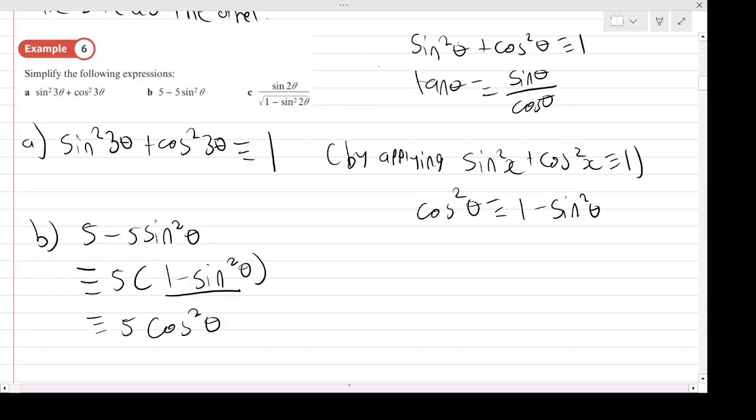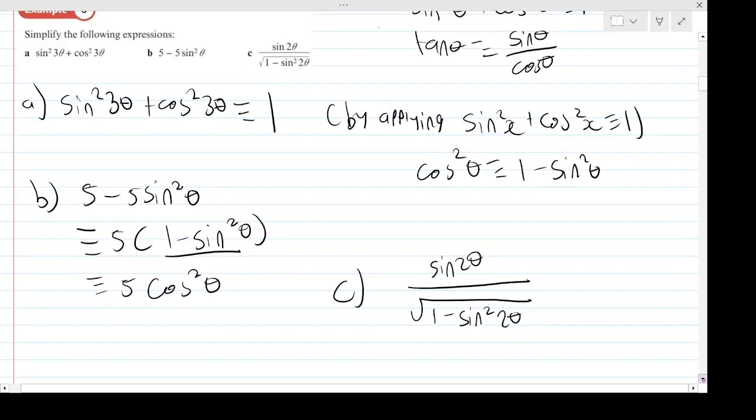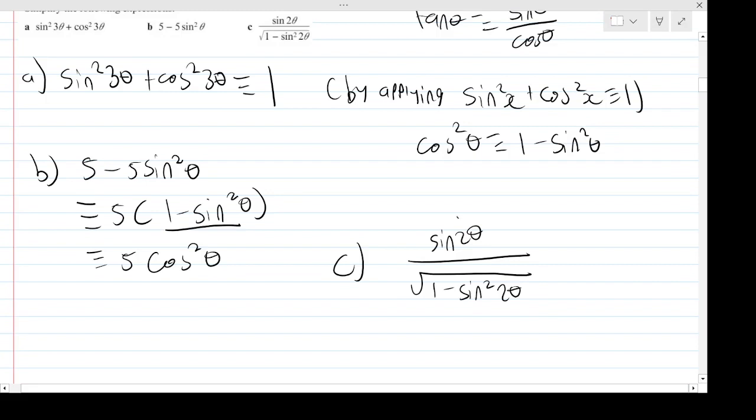Cool. Part C then. We have sine 2 theta over the square root of 1 minus sine squared 2 theta. Now again, what can we do? Well, we can't do anything with just this sine. But this 1 minus sine squared looks very much like 1 minus sine squared theta. Obviously now the angle is 2 theta instead of theta, but again, it's just the angle, so we can still apply that same identity.